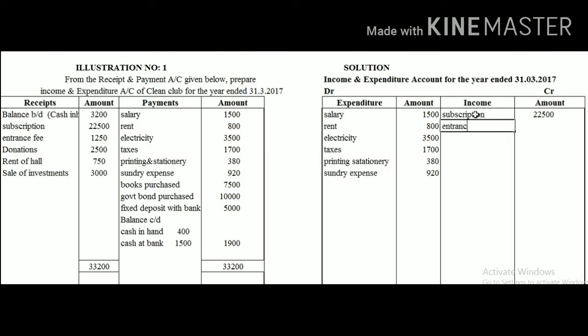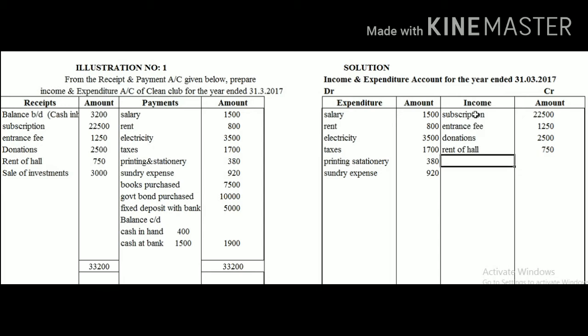The next item is entrance fee. Entrance fee is also revenue income. What is the amount of entrance fee? That is 1,250. The next one is donation. Donation is also a revenue income. So the amount is 2,500. The next item is rent of hall, that is rent received from hall. What is the amount of rent of hall? The amount of rent of hall is 750.